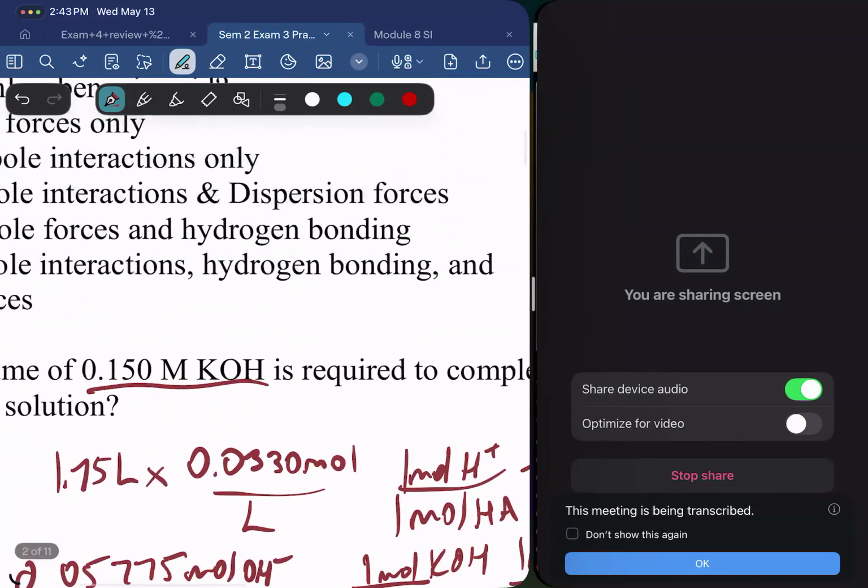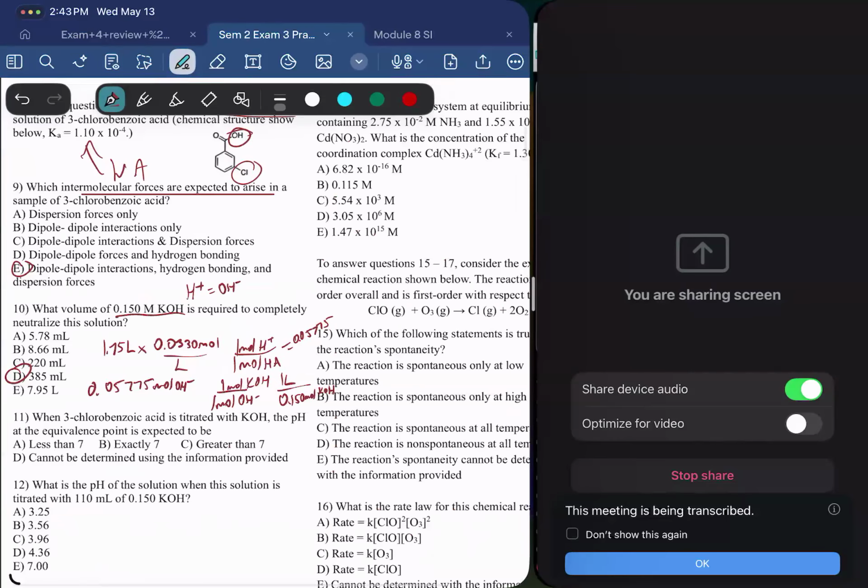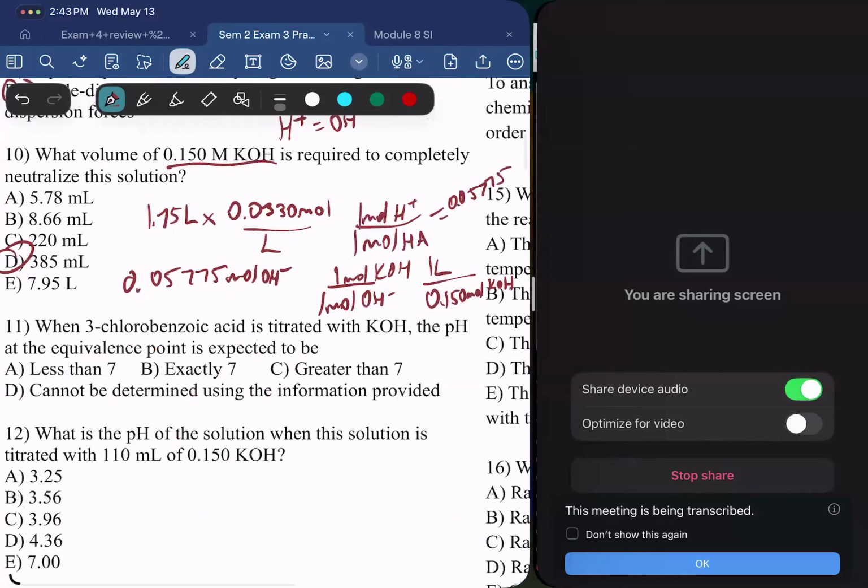So the big idea with this is that H plus equals OH minus. Is there any questions with 10? Okay, so that was a neutralization question.